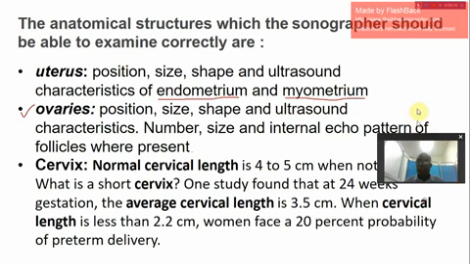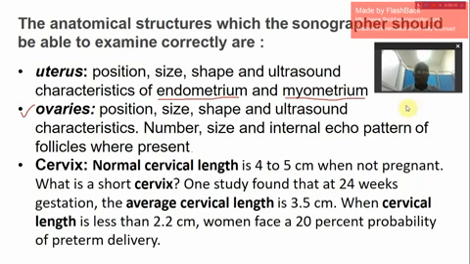So let's look at this shortly. When not pregnant, the cervix is 4 to 5 centimeters. When a cervix is short, one study found that at 24 weeks gestation, the average cervical length is 3.5 centimeters. Yes, that is correct. When cervical length is less than 2.2 centimeters, women face a 20% probability of preterm delivery. Yes, because the length of the cervix is very short.